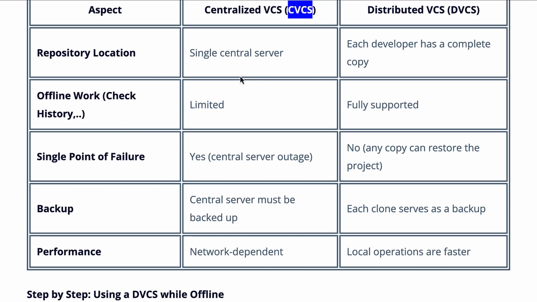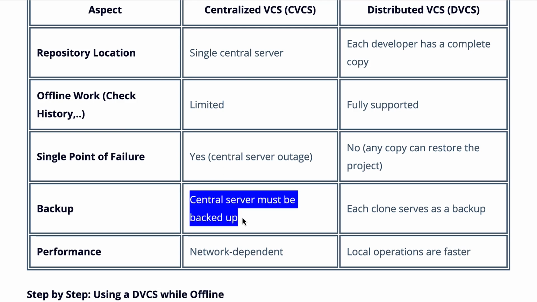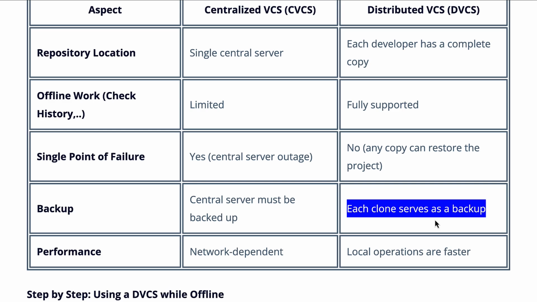In centralized version control systems, the server becomes a single point of failure, and that's why it needs to be backed up. However, in a distributed version control system, any developer who's cloning a repo has the entire copy of that specific repository. So the server is not a single point of failure, and every clone, every copy serves as a backup.